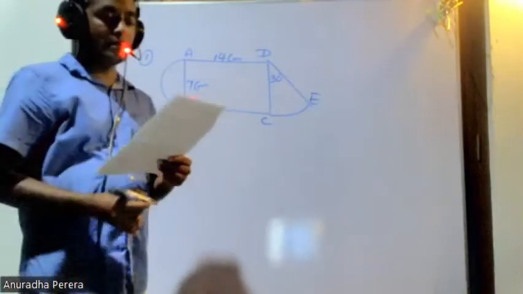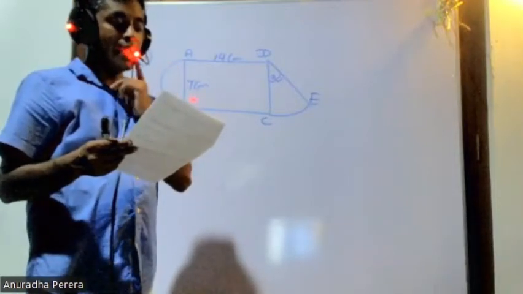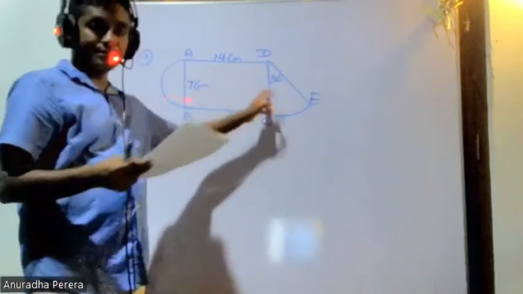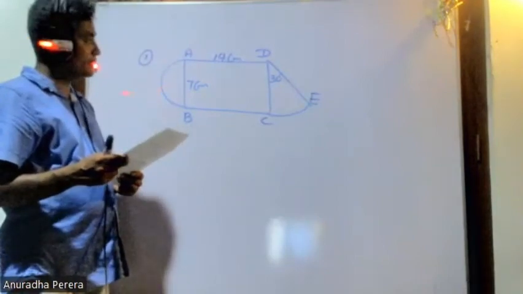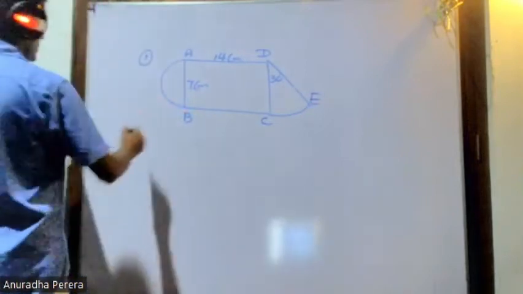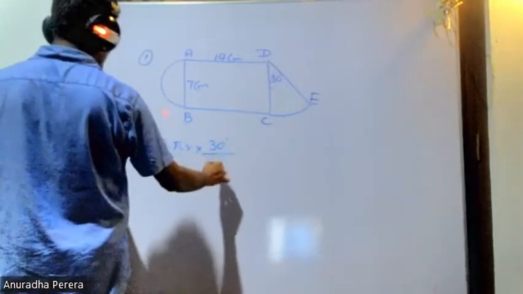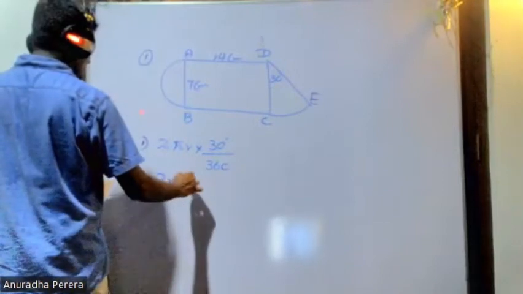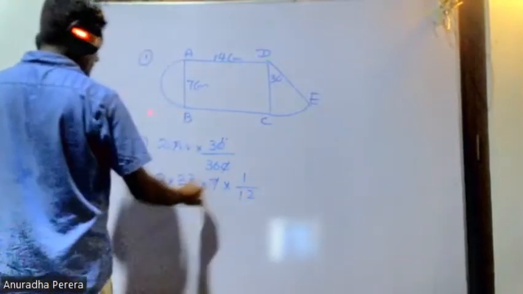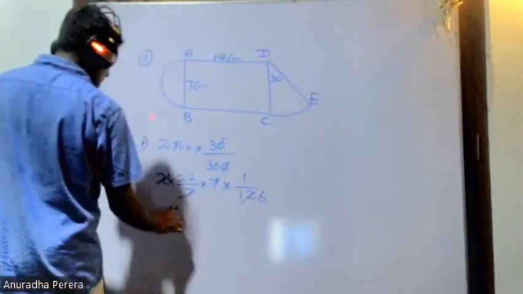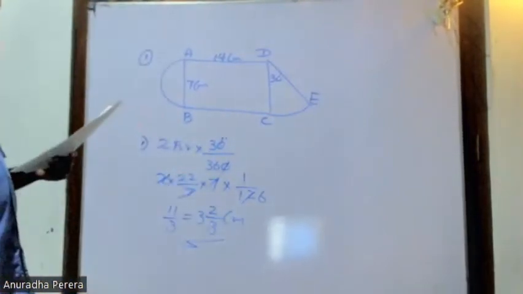The figure shows a part of a wall decoration. It is made of a rectangular portion ABCD, a semicircular portion, and a sector with angle at the center 30 degrees. This is a wall hanging. Find the CE arc length. Radius is 7. 2 pi r times 30 over 360. 2 times 22 over 7 times radius 7. Simplify this. 1 over 12. Divide by 2. 11 over 3. 3 2 over 3 centimeters, or 3.6. This is the answer.